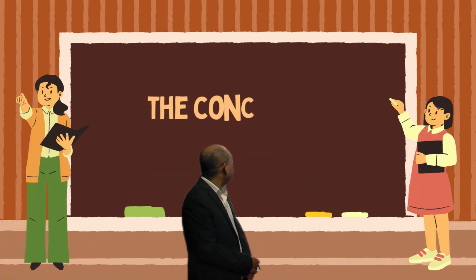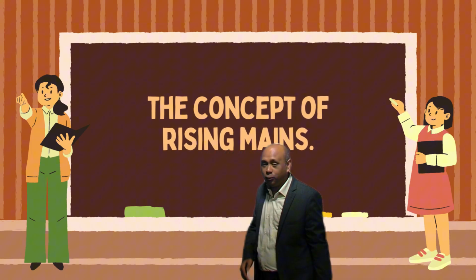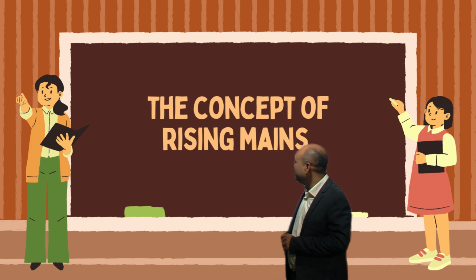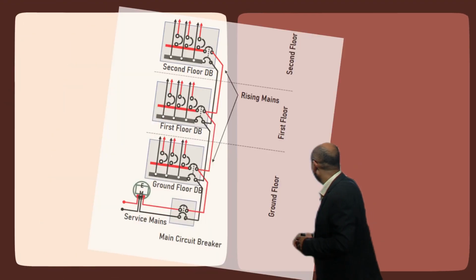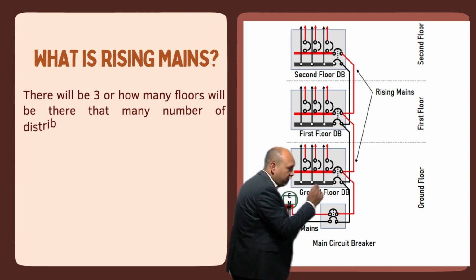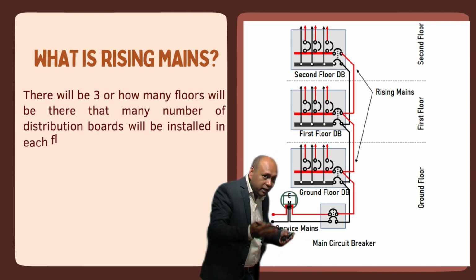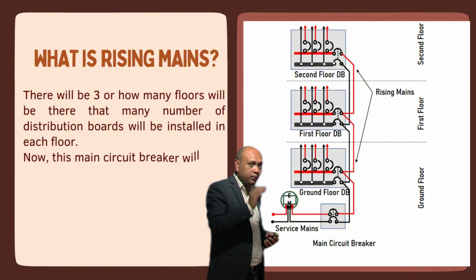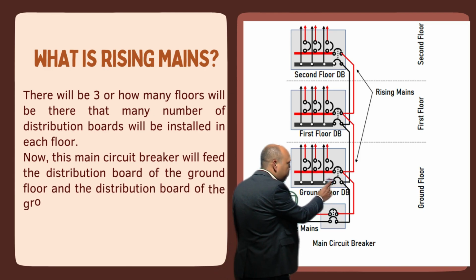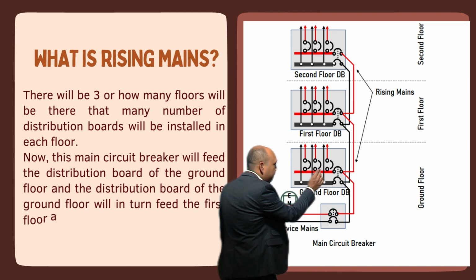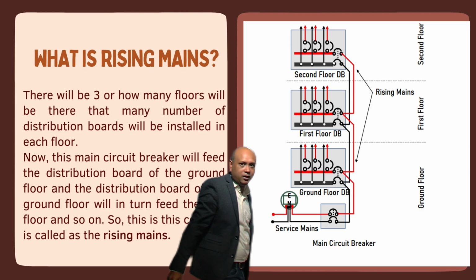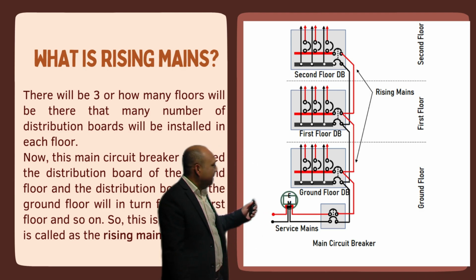Okay, so let's now talk about a different topic where we can connect or give supply to different floors of a building. This is the concept of rising mains. What we do in rising mains is, if you look at this diagram, however many floors there are, that many distribution boards will be installed, one on each floor. Now, this main circuit breaker will feed the distribution board of the ground floor, and the distribution board of the ground floor will in turn feed the first floor, and so on. This concept is called the rising mains.